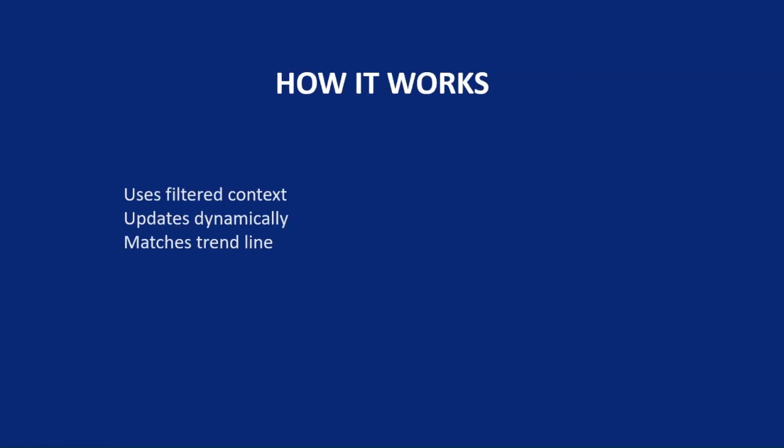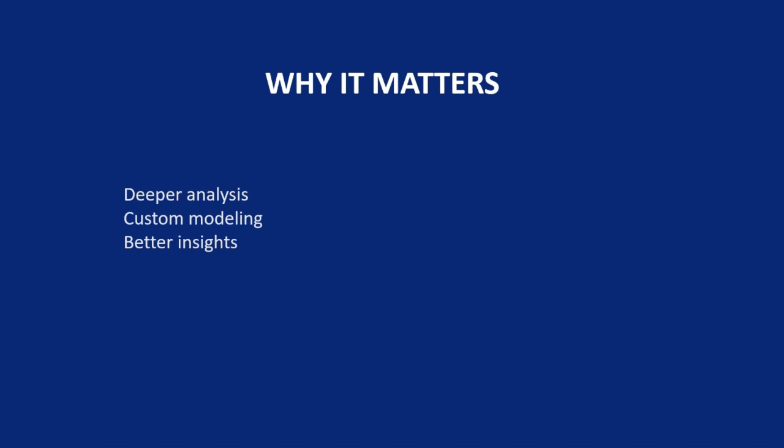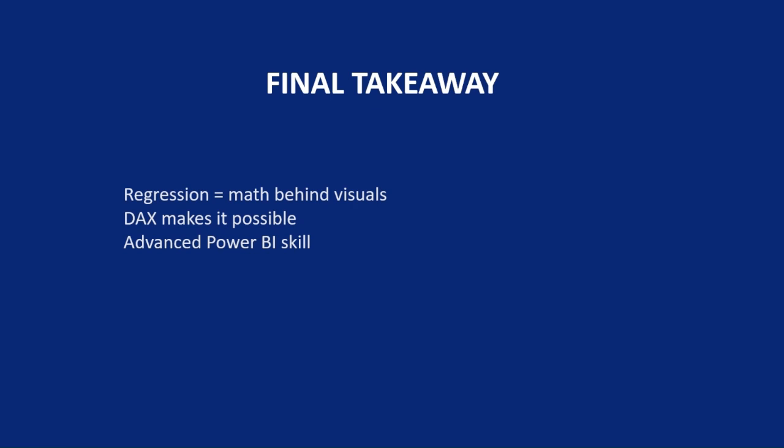Here's the powerful part. When a filter changes, results update. DAX recalculates everything dynamically. The regression matches your filtered data, so your model is always accurate. This is where BI becomes powerful. You are not just visualizing, you are building analytical models and making data driven predictions. This is advanced level analytics. So here's the final takeaway. Trend lines are visual, regression coefficients are mathematical, and DAX lets you build both of them.